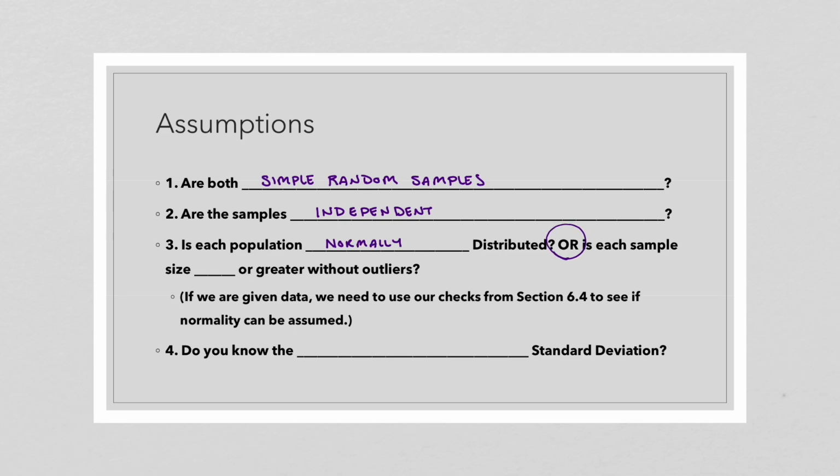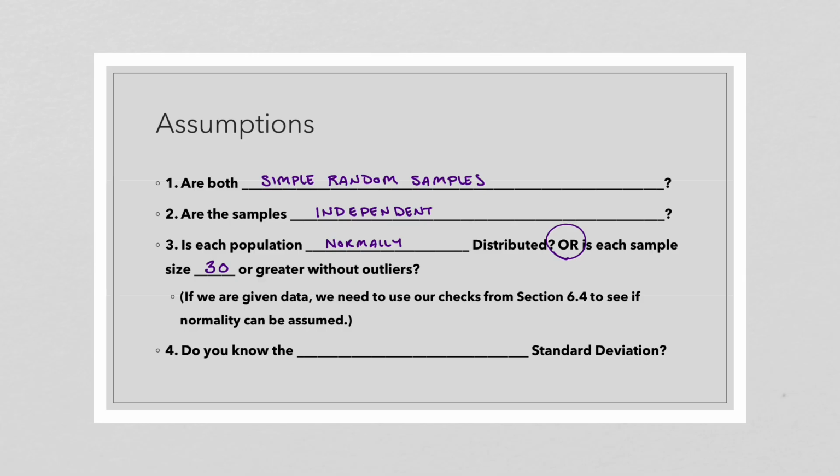Or is each sample size, you probably guessed it at this point, 30 or greater without outliers? And then we do have the caveat that if we are given data, we need to use our checks from section 6.4 to see if normality can be assumed. So that's looking at your histogram to see if it is roughly bell-shaped. You're looking at your box plot to see that you have at most one outlier and no more than that. And then also looking at your normal probability plot to see if the data falls on a roughly linear pattern.